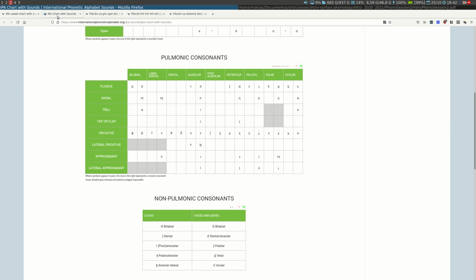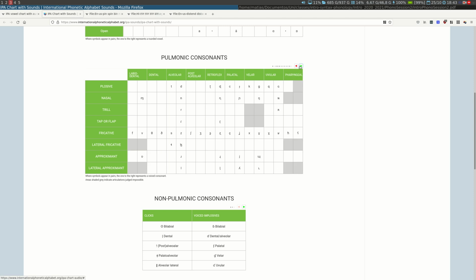So let's go back. We have the lateral here. We have either approximants or affricates. The approximant is the normal L. We have a retroflex version, a palatal version, a velar version, and the affricate versions are here.